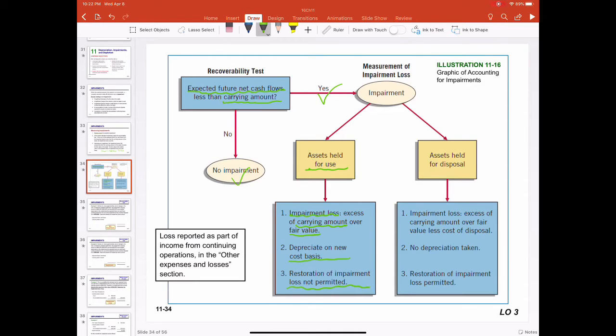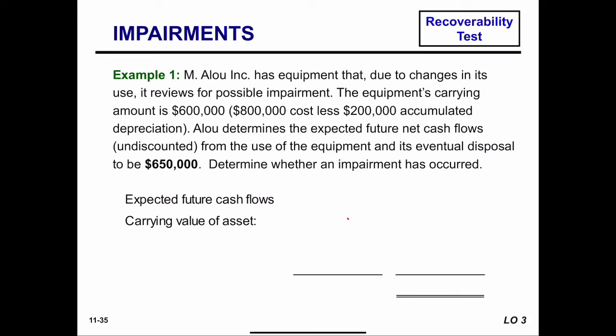If the asset is held for disposal, the impairment loss is the difference between the book value and the fair value less cost of disposal. The fair value less cost of disposal is very similar to the net realizable value. Because the asset is held for disposal, no more depreciation is recognized. But the restoration of impairment loss is permitted. In this example, we will check out how to determine the impairment loss.